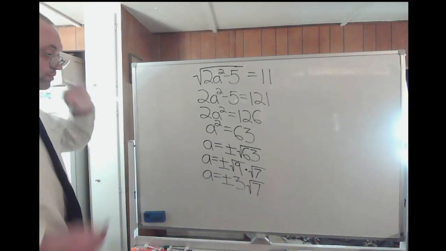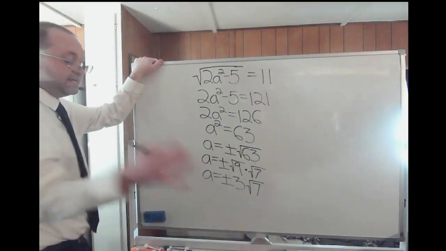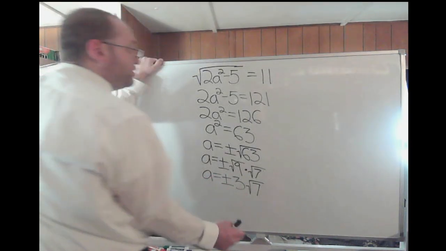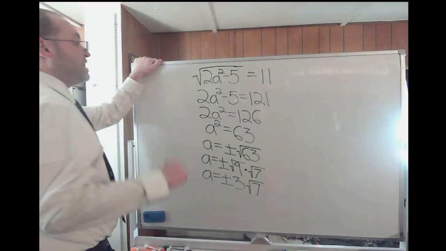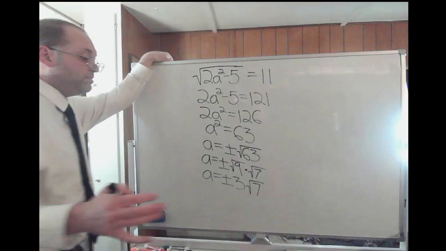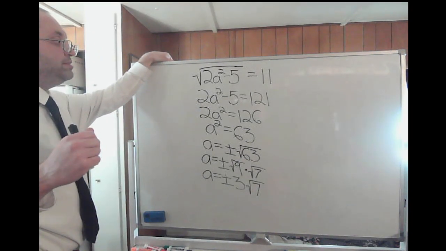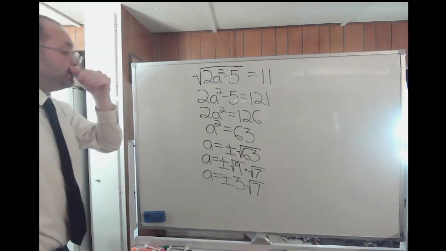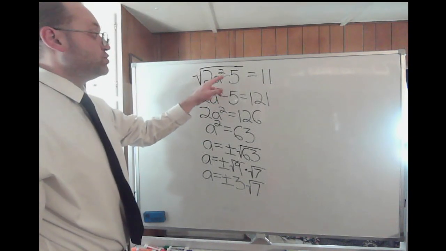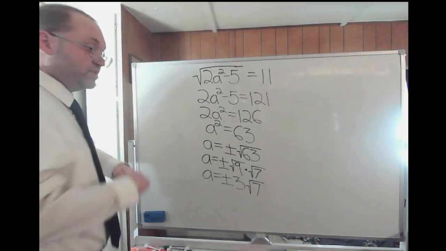Here's the thing though. We have two solutions here, both plus and minus 3 times the square root of 7. If I take either of those solutions and put them into the square root, I should still get a positive number. Why is that? Because if I square a negative number, it's still going to come out positive. So, in other words, these solutions will check out.